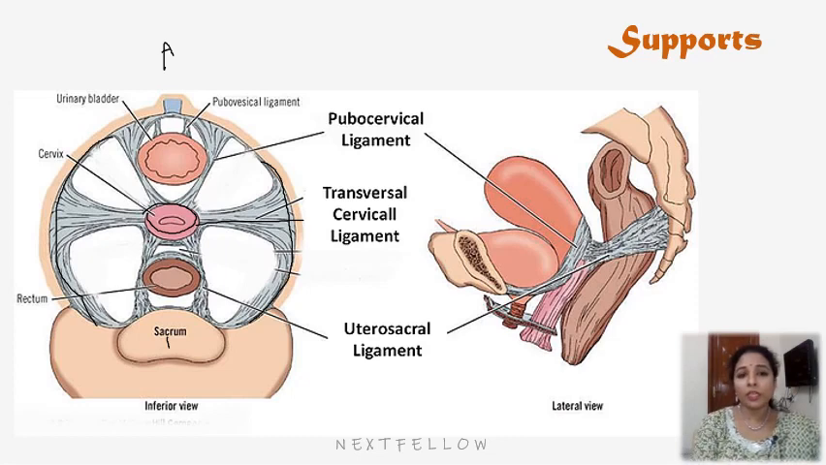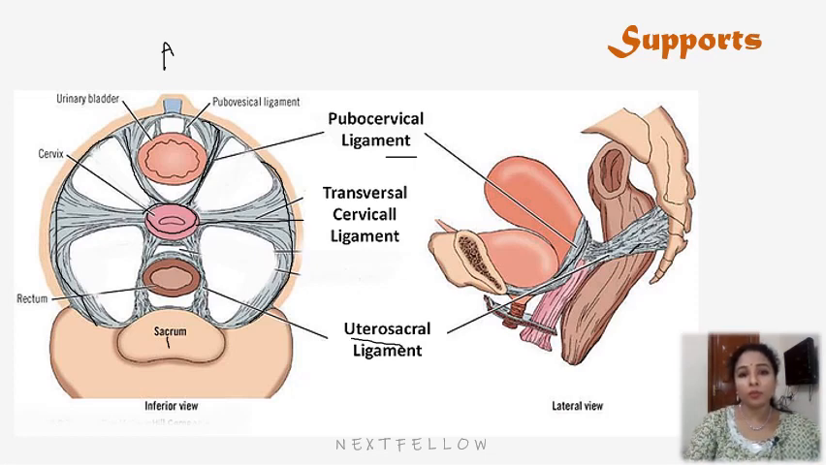The next important ligaments are the pubocervical ligaments. As the name suggests, pubo means from the pubis to the cervix. So it forms a sling on each side. We can appreciate the pubocervical ligament in the lateral view also. Then the uterosacral ligaments are the posterior connections from the uterus to the sacrum. These are called uterosacral ligaments. So here is the uterosacral ligament on the lateral view.